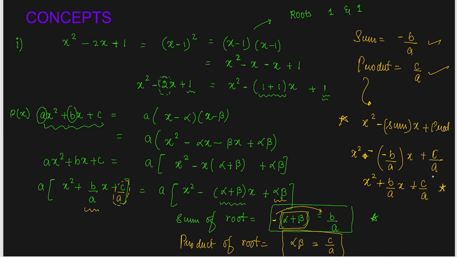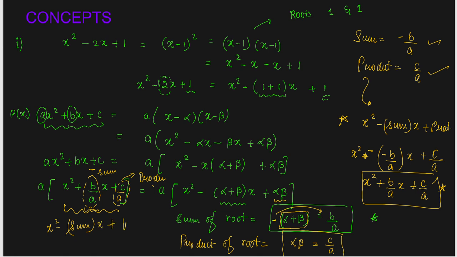Are you getting my point? This is what my original function is. So this is the negative sum of roots, and this is the product of roots. So how do you make a quadratic equation? Just x square minus (sum of roots) times x plus product of roots equals 0. This is your quadratic equation.